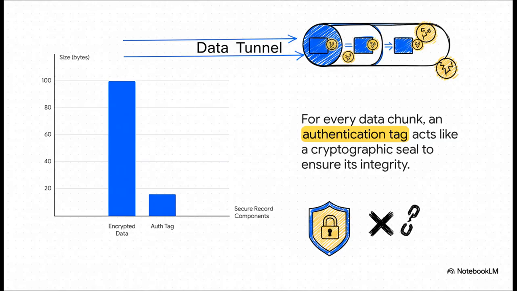Here's how to picture it. For every little piece of data you send, it gets bundled with an authentication tag. That tag is like a tamper-proof seal on a package. If an attacker changes even a single bit of your data, that seal is broken, the tag won't check out, and the receiving end just throws it away.